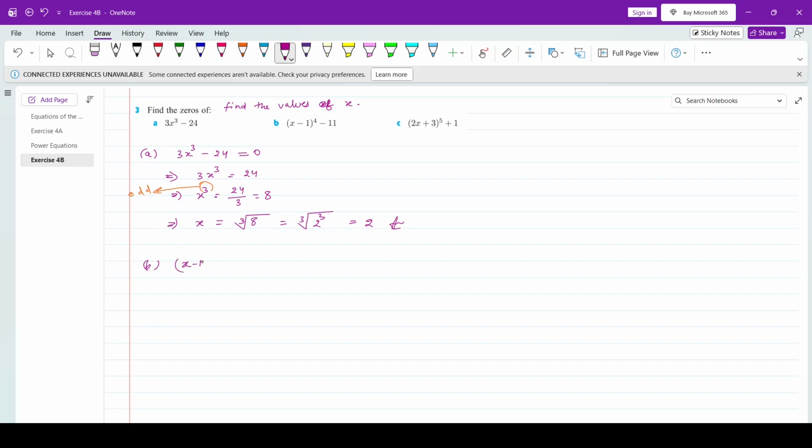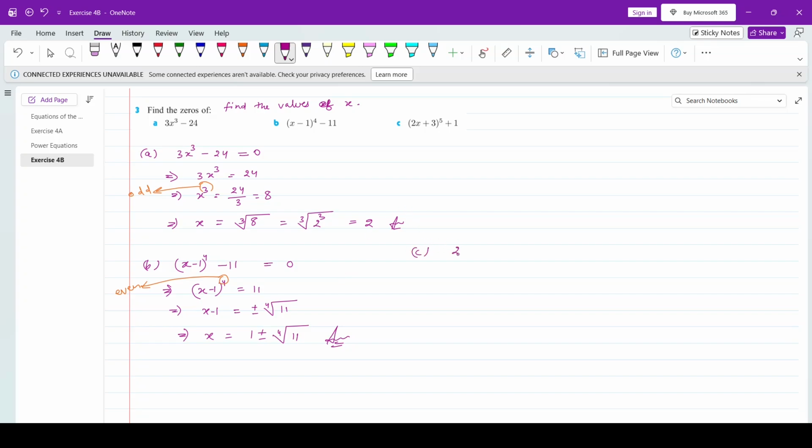X minus 1 raised to the power 4 minus 11. Now find the zeros of it. Therefore, we need to equate this expression with 0. So (x minus 1) raised to the power 4 is equal to 11. Now x minus 1 is equal to plus or minus the fourth root of 11. Why plus or minus? Because this power is even. Therefore, we need to put both plus and minus signs. And hence x is equal to 1 plus or minus the fourth root of 11. This is the answer.